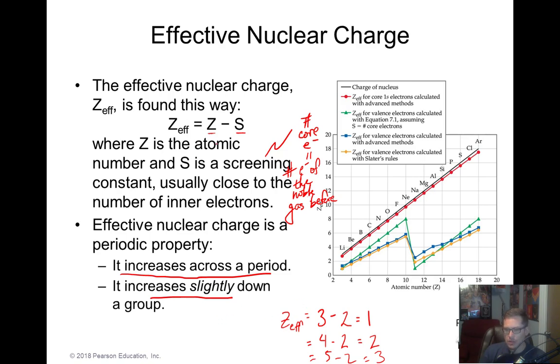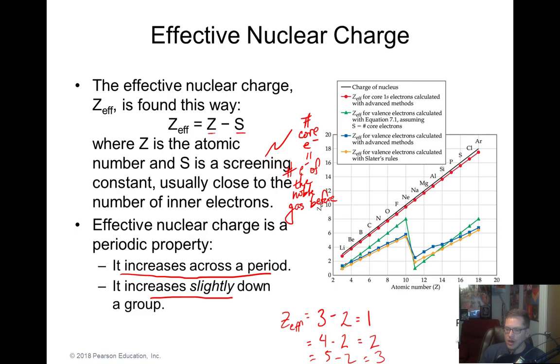We can't use this formula to predict how it is affected as we go down a group. It doesn't work because the number of valence electrons and core electrons keep having the same differences. For example, lithium is right above sodium on the periodic table. They're in the same group, but according to the formula, our Z effective for both of them is equal to 1. So that doesn't quite work. You notice this green line goes 1, 2, 3, 4, 5, 6, 7, 8, 1, 2, 3, 4, 5, 6, 7, 8, etc. So it doesn't quite predict what happens as we go down a group.